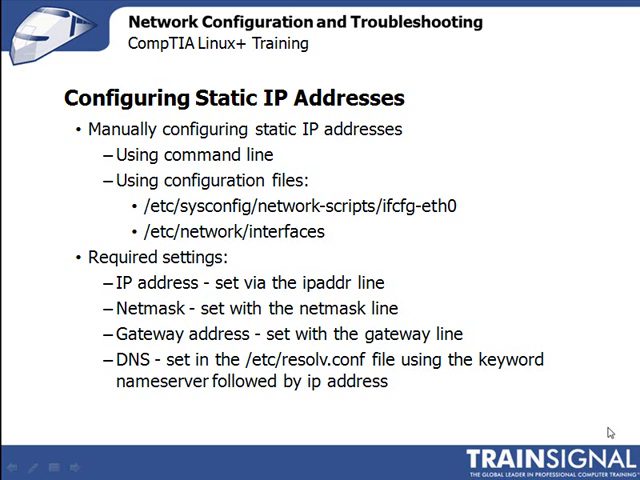Required settings in these files include the IP address, which you set via the line IPADDR. Next, you have the net mask, which you set with the netmask line. Gateway address is set with the gateway line. And DNS settings are set in /etc/resolv.conf. You use the keyword nameserver followed by the IP address. You can also set the local domain using the domain option in this file. Let's go over to a terminal window and take a look at our configuration files.